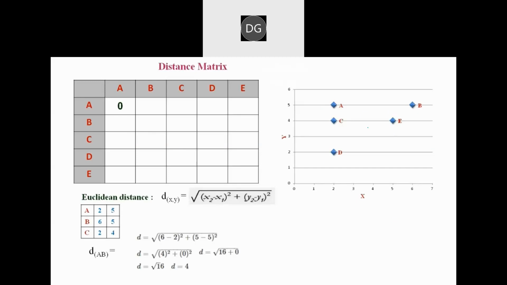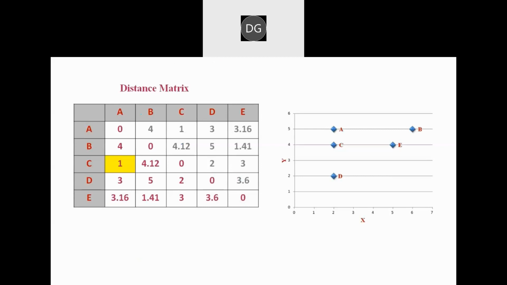Euclidean distance formula only. So using the Euclidean distance formula, I have to calculate the distance from A to A. It is going to be 0. Similar for all other diagonal values. Then I have to find B to B 0, B to C, A to B, like that. If I perform this operation, this is how I will get my output matrix.